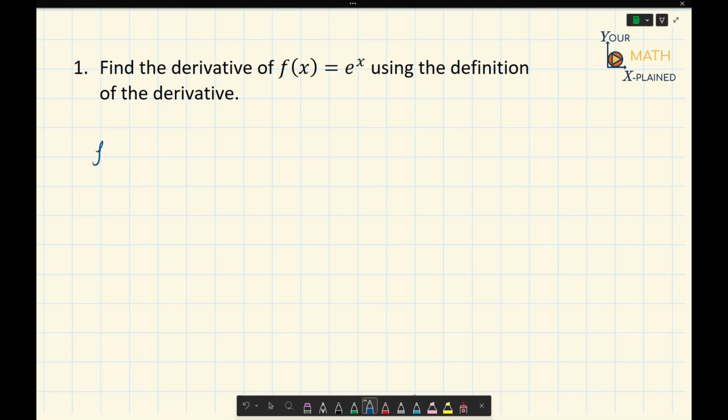From the definition, we know that f prime of x is equal to the limit as h approaches 0 of f of x plus h minus f of x over h. So now our function here is e to the x, so we're going to go ahead and substitute that in. So this is limit as h approaches 0 of, this is going to be e to the power of x plus h minus e to the x over h.